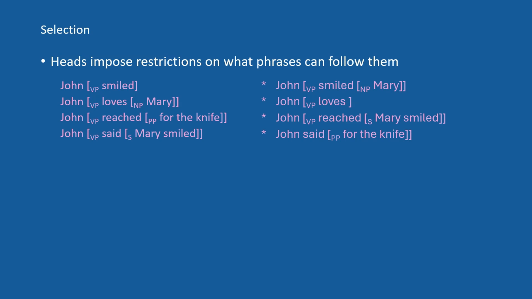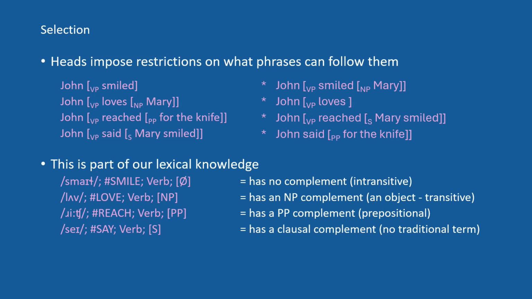Or give a verb like reach a sentence complement and get John reached, Mary smiled. Or give a verb like say a prepositional phrase complement. You can't say John said for the knife. Okay, so clearly different heads select for different complements. Now clearly this is part of our understanding of the properties of these words. It's something we know about smile, love, reach, and say as to what their complements can and must be. Therefore, that's going to have to be represented in our lexicon.